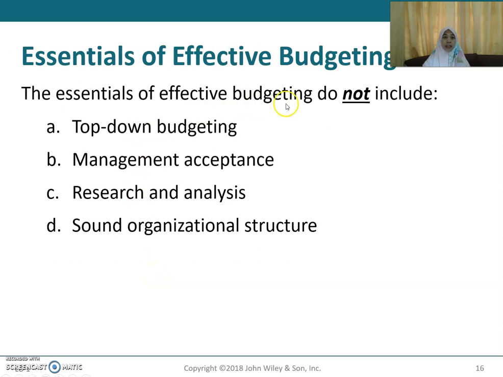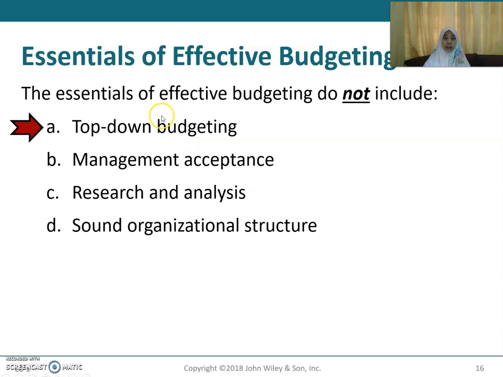Okay, the essentials of effective budgeting do not include which one? So you can try to answer this one. So for you to have an effective budgeting, it does not include which one? Is it the top-down budgeting? Is it the management acceptance? Is it the research and analysis? Is it sound organizational structure? So of course, the answer would be the top-down budgeting.